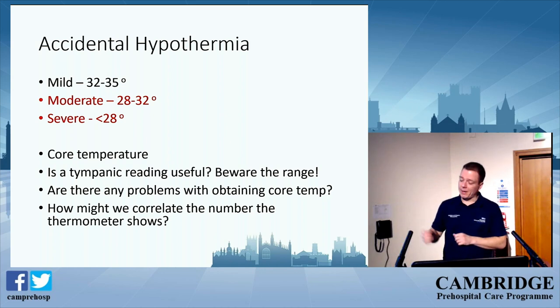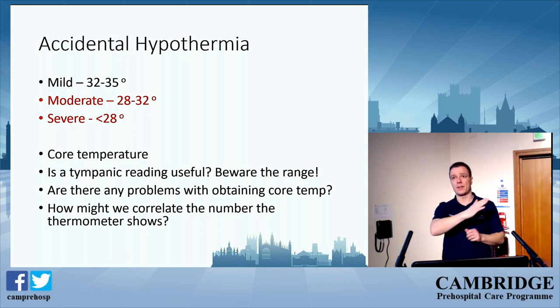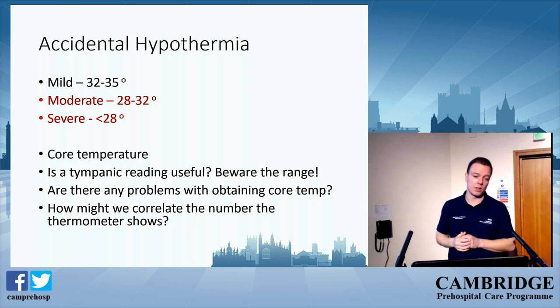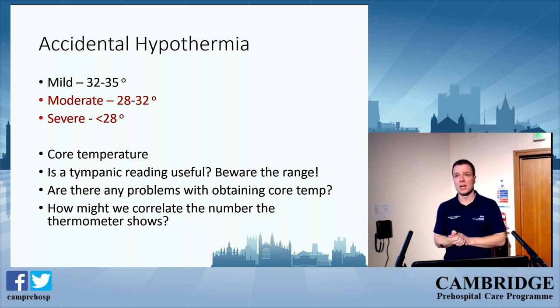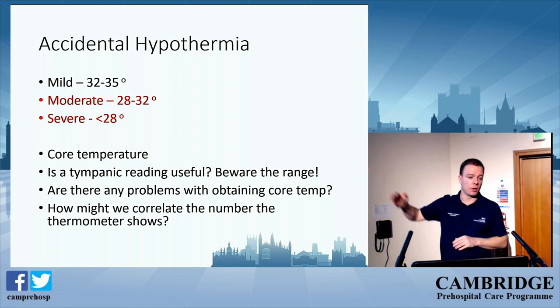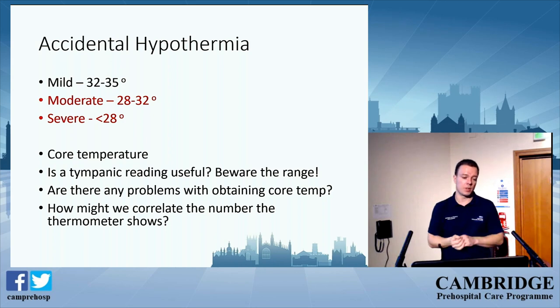You have to be careful about the range of your machines. So some of the tympanic thermometers that are in use in the ambulance service go down to about 34, and below that they just say low. So that's pretty unhelpful in terms of our definition of what hypothermia is, because if it says low, that doesn't really help you, because you could actually be in the middle of mild hypothermia, or you can be in moderate and severe hypothermia. So perhaps not that useful.